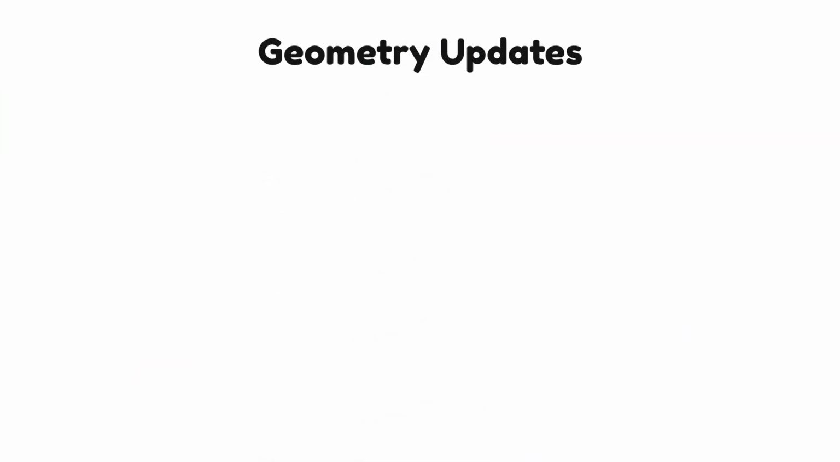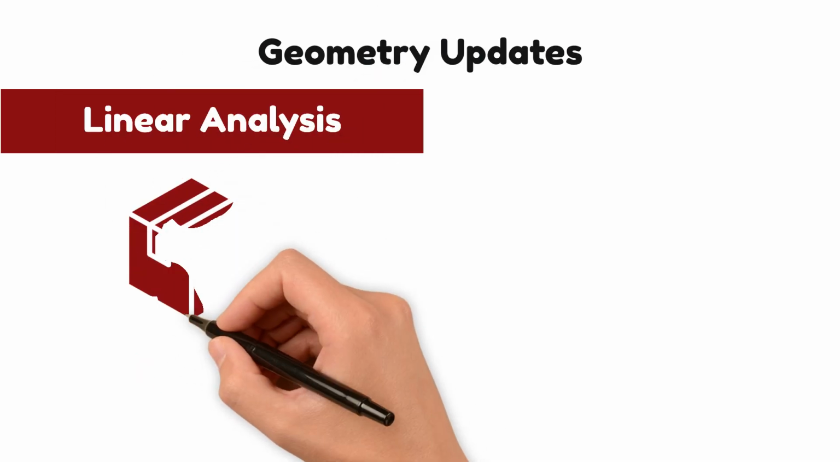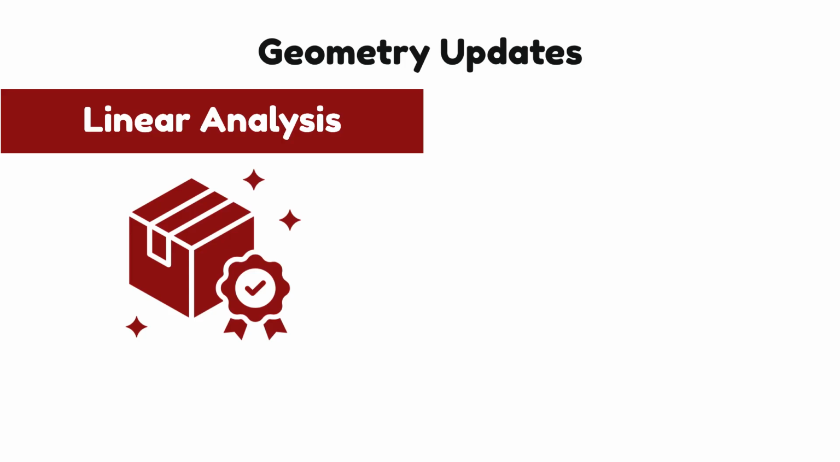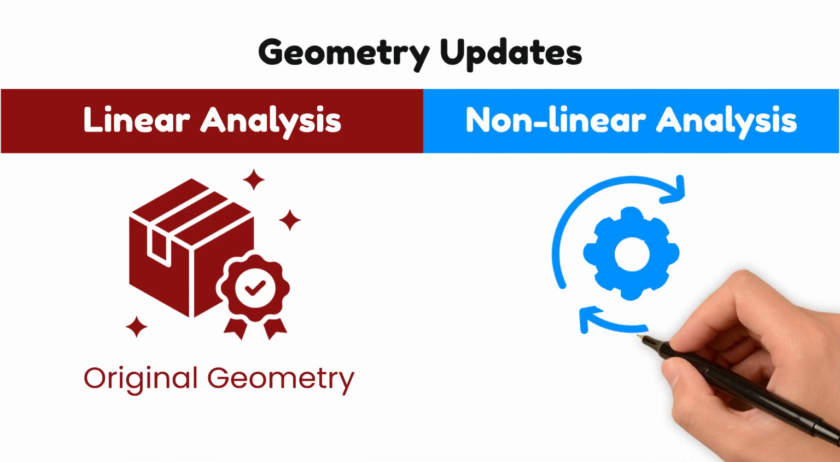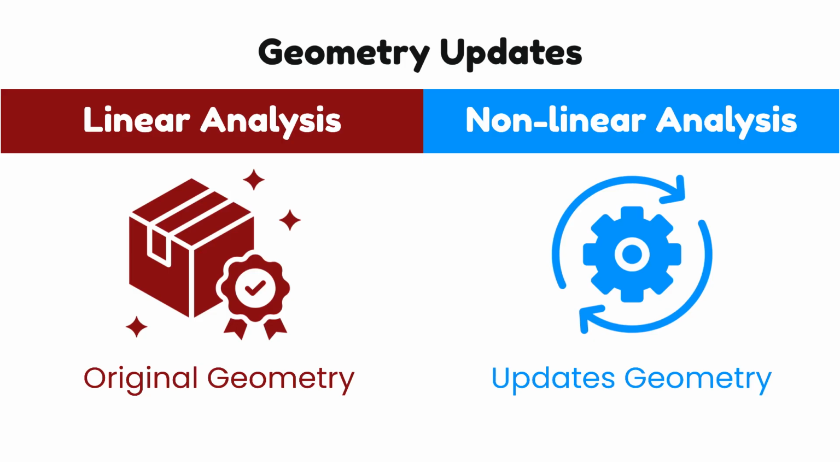In a linear analysis, the geometry never changes. We always solve using the original undeformed shape. But in nonlinear analysis, the geometry keeps updating as the structure deforms. This makes the results more accurate, especially for problems with large displacements or rotations.